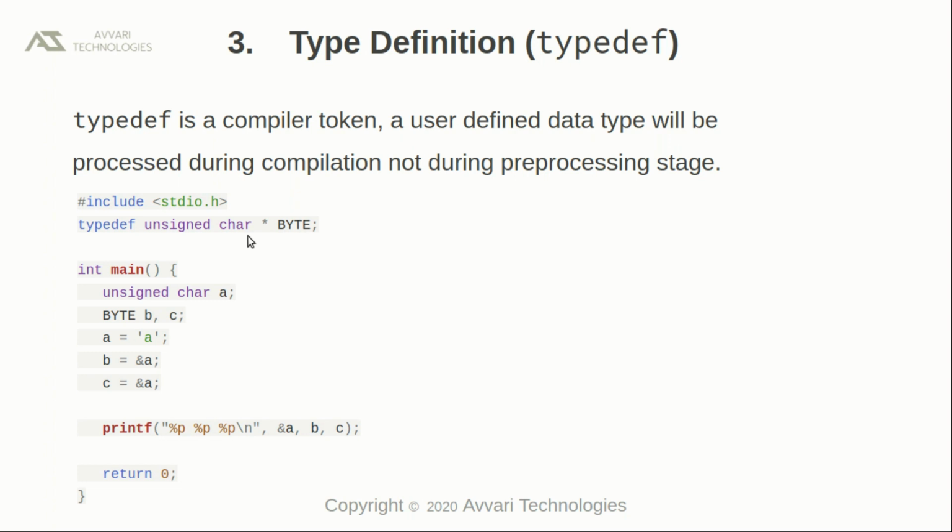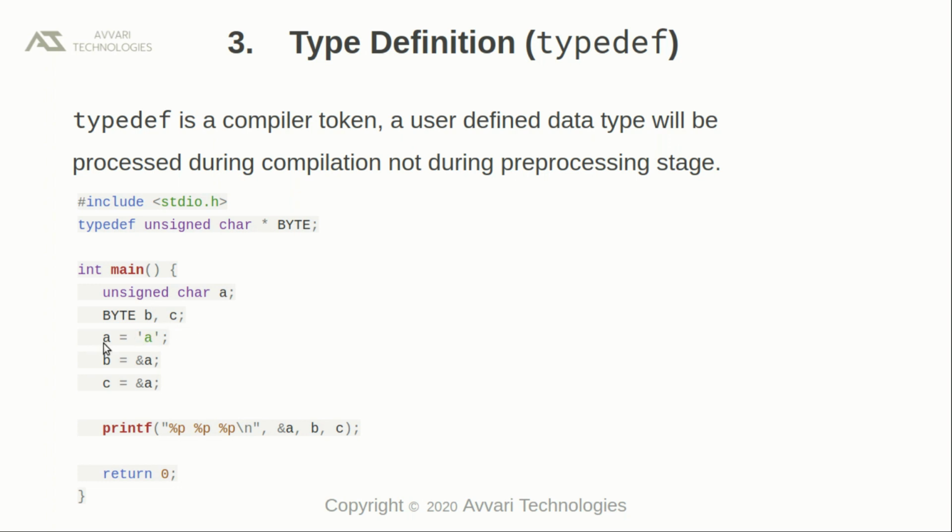pointer. This points to a memory location in the RAM. In the main function, we are writing the normal way of defining a variable, unsigned char a, and in the next case we are using typedef. This byte will be replaced during compilation by unsigned char pointer. The pointer will be assigned for both variables b and c.